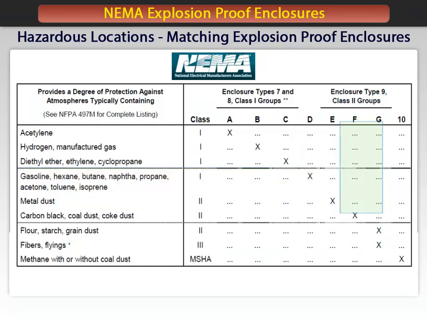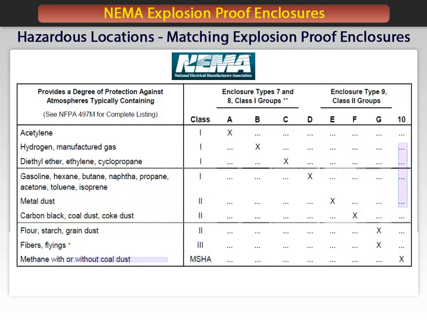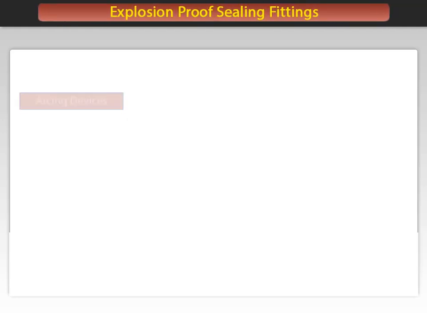Type 9 enclosures cover Class 2 groups E, F, and G for many types of dust like metal, carbon, flour, and fibers. Type 10 comes under the Mine Safety and Health Administration's jurisdiction and applies to atmospheres containing methane with or without coal dust. Further information on these classes and groups can be found in the National Electric Code Article 500.